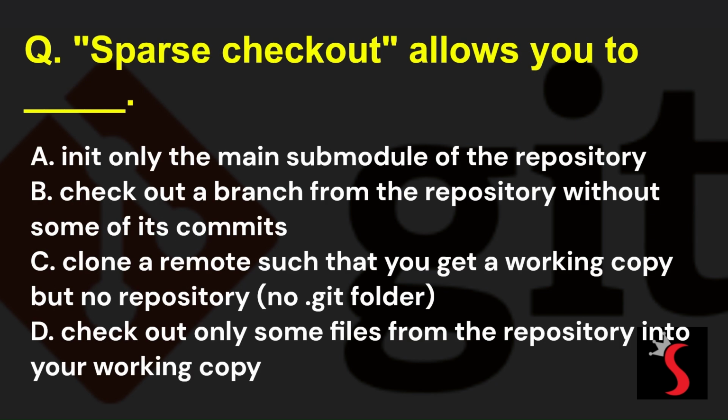Sparse checkout allows you to: A. init only the main submodule of the repository. B. Check out a branch from the repository without some of its commits. C. Clone a remote such that you get a working copy but no repository, no .git folder. D. Check out only some files from the repository into your working copy. And the correct answer is option D. Check out only some files from the repository into your working copy.